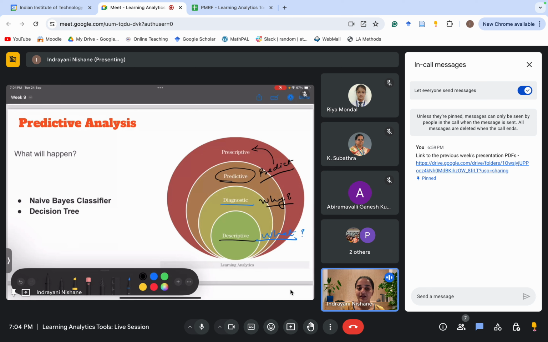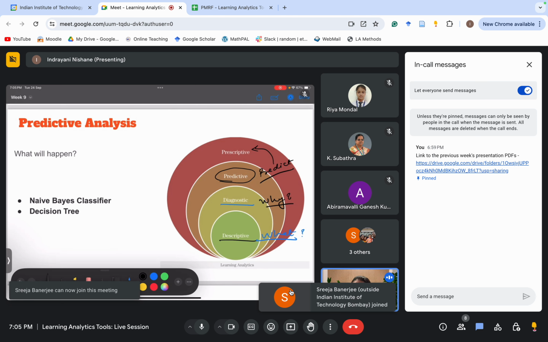This week we will be going through the naive Bayes classifier and the decision tree. Both of them are predictive algorithms. The difference from the logistic regression we saw last week is that logistic regression assumes a linear relationship, whereas there are no such assumptions for the naive Bayes classifier and the decision tree classifier.